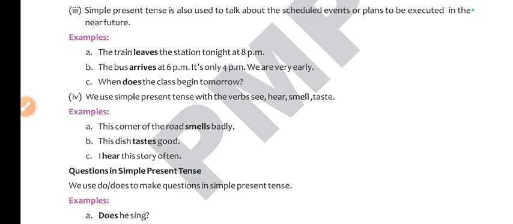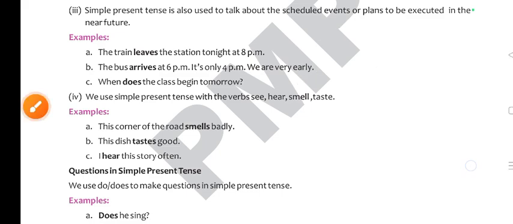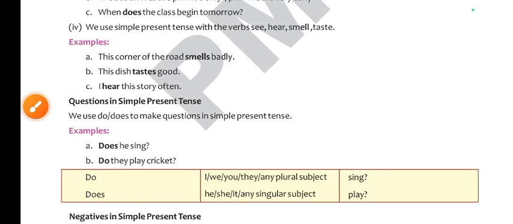Simple present tense also talks about scheduled events or events planned to be executed in the near future. For example, the train leaves the station tonight at 8 p.m. The bus arrives at 6 p.m. When does the class begin? Tomorrow. We also use simple present tense with the verbs see, hear, smell, taste.